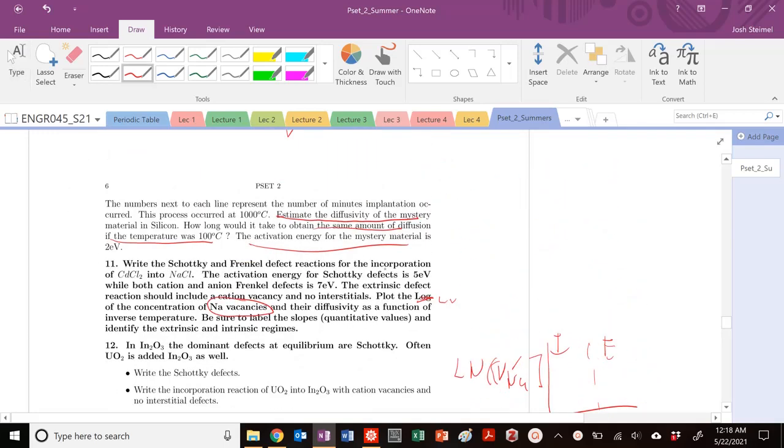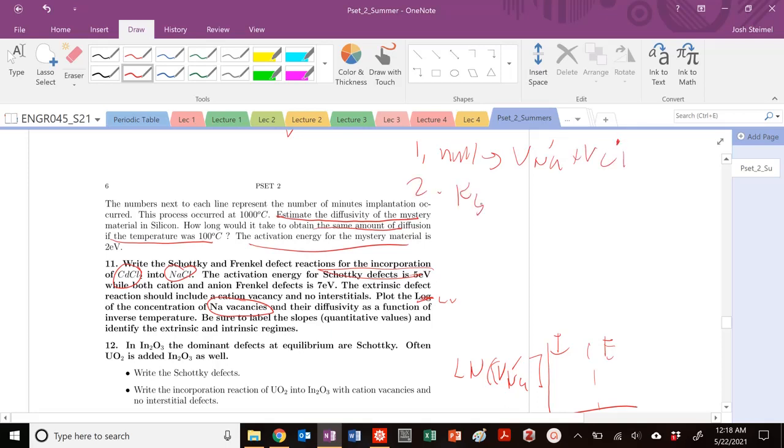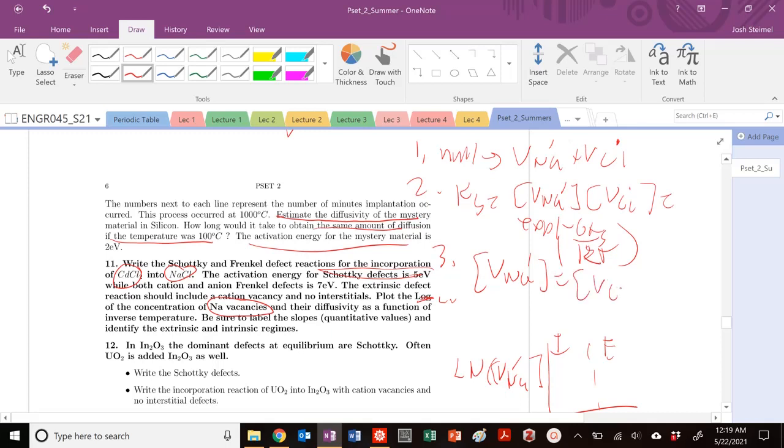So we have incorporation, this is our impurity, this is our host. Activation energy for Schottky, 5 eV versus 7, that's the dominant defect. So for our intrinsic, we have null goes to vacancy of Na plus vacancy of Cl. We know that our K of Schottky is going to be equal to the concentration of V_Na times the concentration of V_Cl, and that is equal to exponential minus G formation of Schottky over kT. We know our electroneutrality statement, V_Na equals concentration V_Cl.